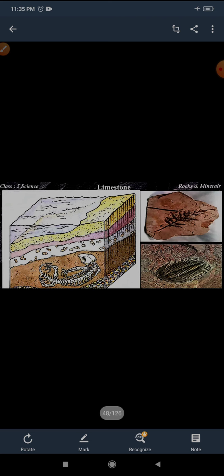So in this video we have learned what we mean by rocks, and the three types of rock: igneous, sedimentary and metamorphic. We have learned about examples of sedimentary and igneous rock, how they are formed, what their uses are, and what their appearance is. I hope you understood the points I discussed here.